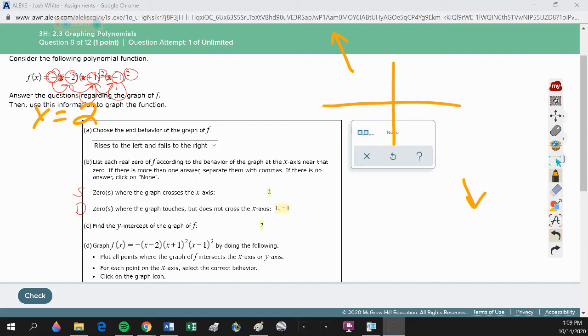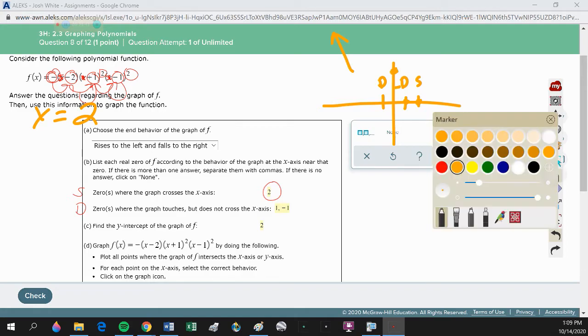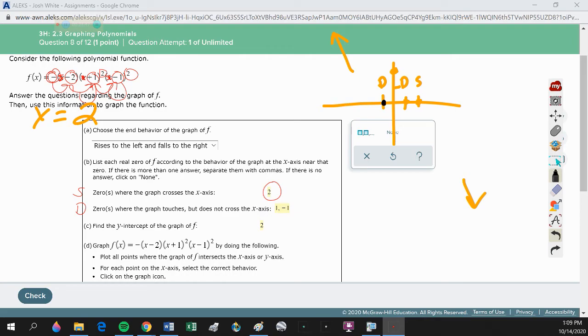What else do I know? I know there's a single root at 2. That's a single root. I know there's a double root at -1 and a double root at +1. I also know that it hits the y-axis at 2. So these 4 points I know. Now I just play connect the dots.